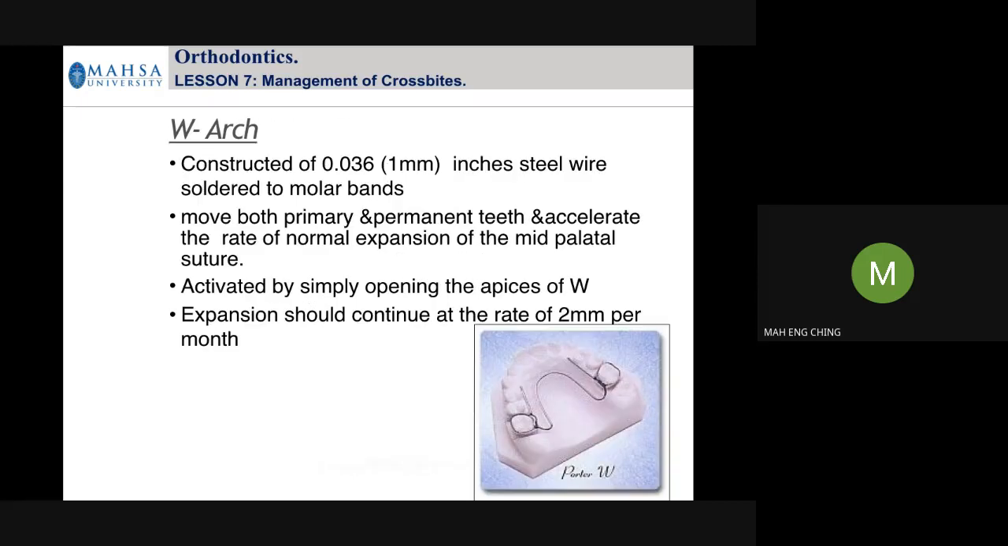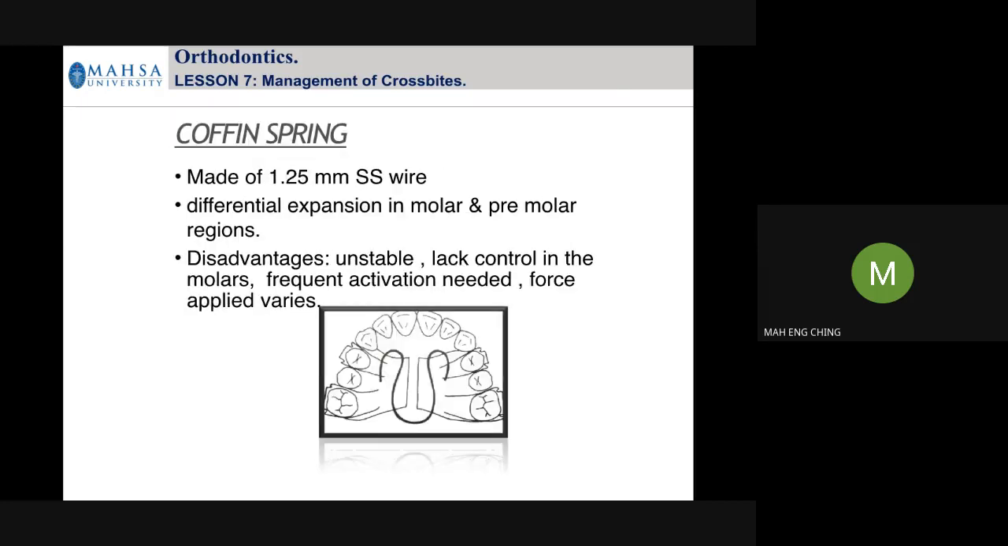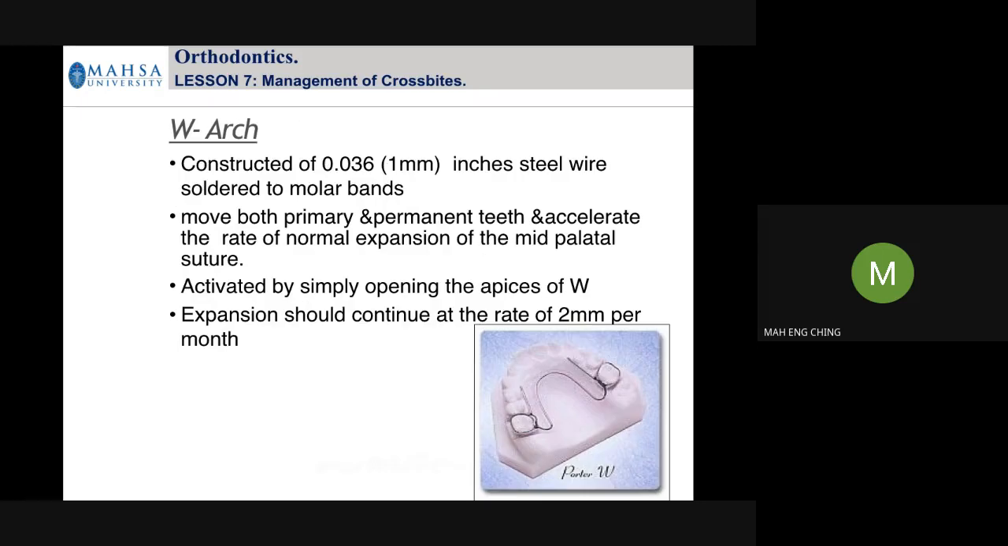Of course, later they came up with the W arch, which is easier to adjust. It's just like a W. Again, it is constructed of 1 millimeter stainless steel wire, then soldered onto the molar bands. So with this one, you need something to attach to the teeth. A lot of times you can use an acrylic, then use Adams clasps or sometimes delta clasps, or you can put the molar bands on the 6s or the 4s. Using this expander, you can move both primary and permanent teeth.